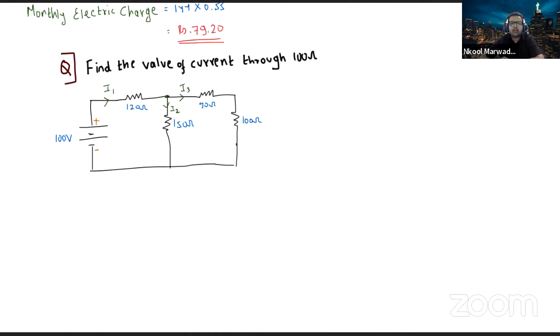Once we are able to find I3, then we will be able to find the current flowing through the 100 ohm. Because 40 ohm and 100 ohm are in series, the current flowing through the 100 ohm will be I3.